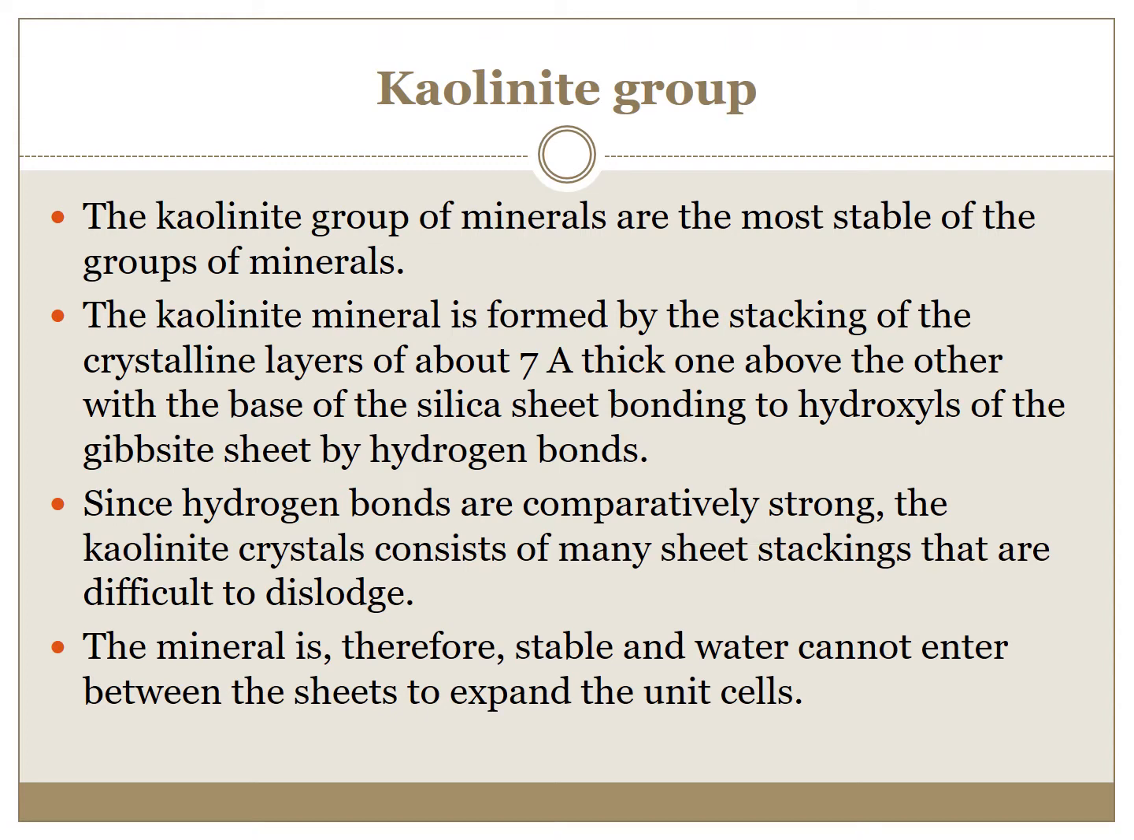Kaolinite group. The kaolinite group of minerals is the most stable group of minerals because kaolinite mineral is formed by stacking of an alumina sheet over the silica sheet, and the bond between the two sheets is strong and the mineral is stable. Because of it, water cannot easily enter between the structural units and cause expansion, and hence a clay mineral containing kaolinite exhibits less swelling on wetting.